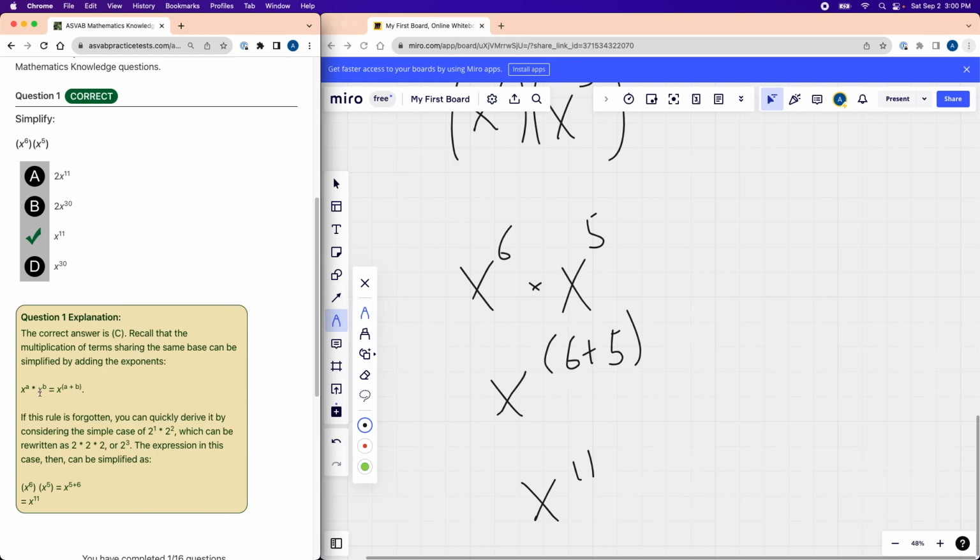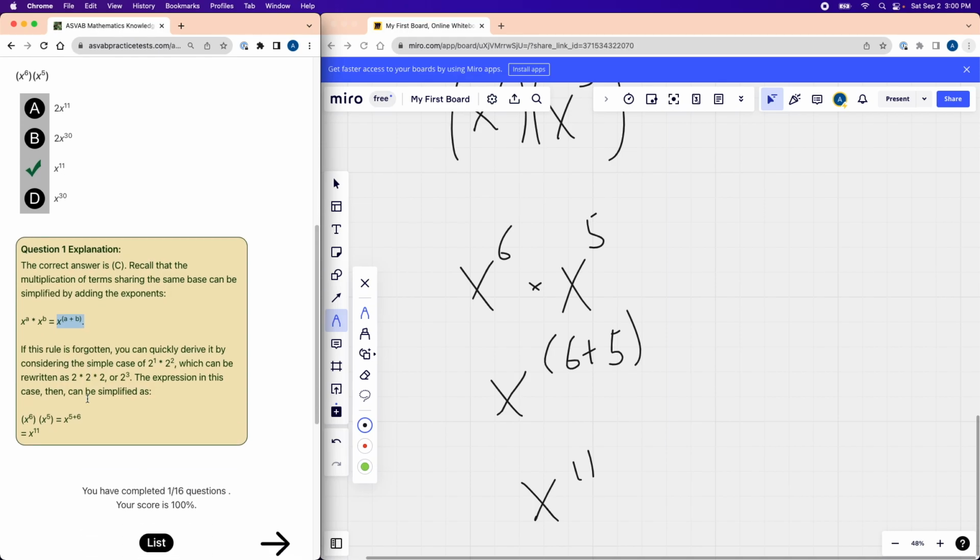So again, we can see that really when you have x to the a times x to the b, that's the same thing as saying x to the a plus b. So that's why we said x to the 6th times x to the 5th is really just x to the 5 plus 6, or x to the 11th.